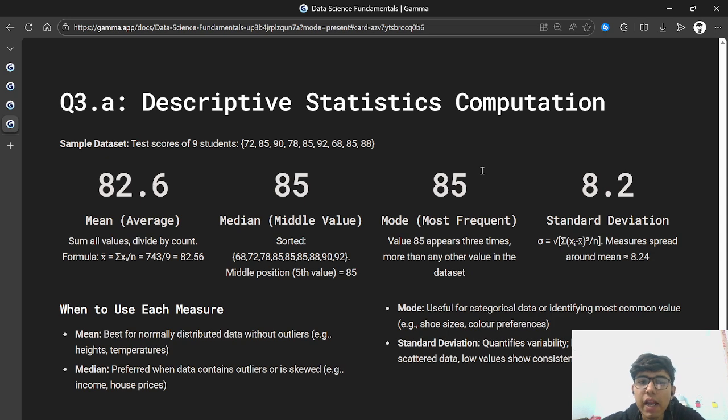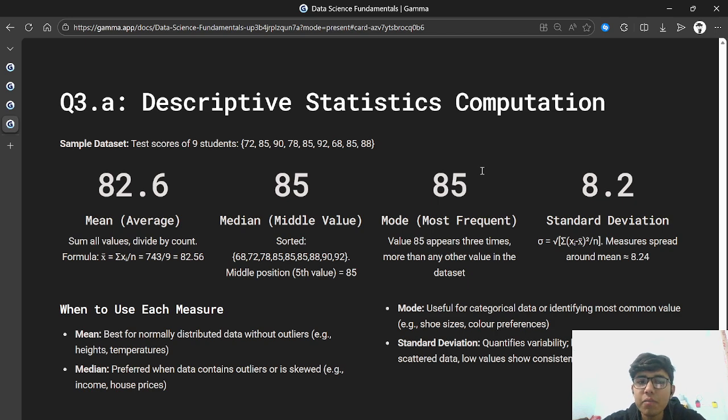Median represents the middlemost value of the sorted list after ordering the scores from lowest to highest. So, as in 68, 72, 78, 85, 85 again, 85 again, and then 88, 90 and 92. The fifth value, which is 85, is the median. The mode identifies the value which appears most frequently in the dataset. So, the score 85 appears the most frequently. It appears 3 times, making it our mode.